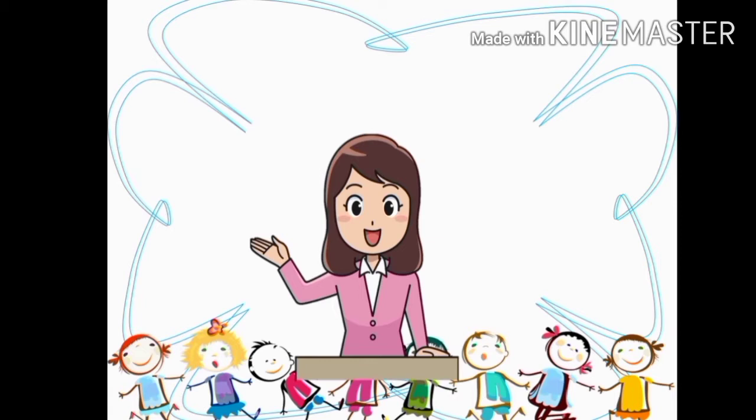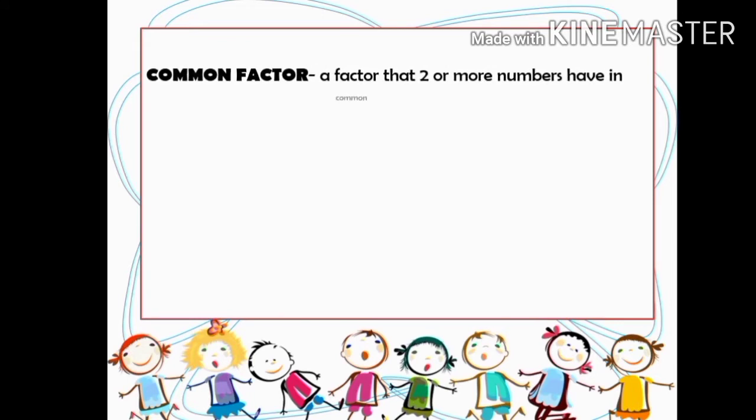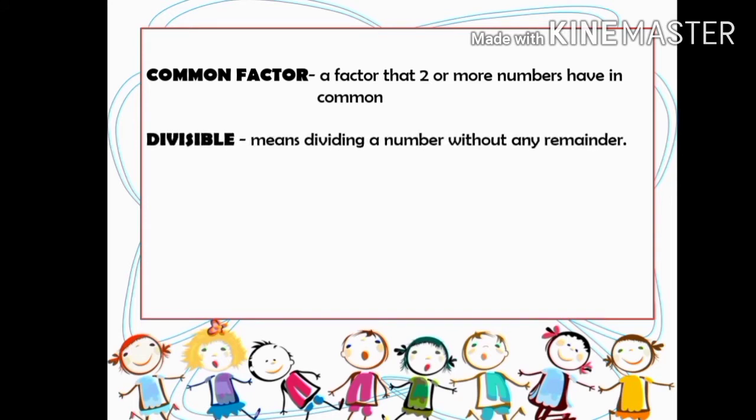Very good, class. Since you got it all correct, before we proceed to our next lesson, I have your set of words that you might encounter during our discussion. So, these words are, first one, common factor. What is a common factor? A common factor is a factor that two or more numbers have in common.